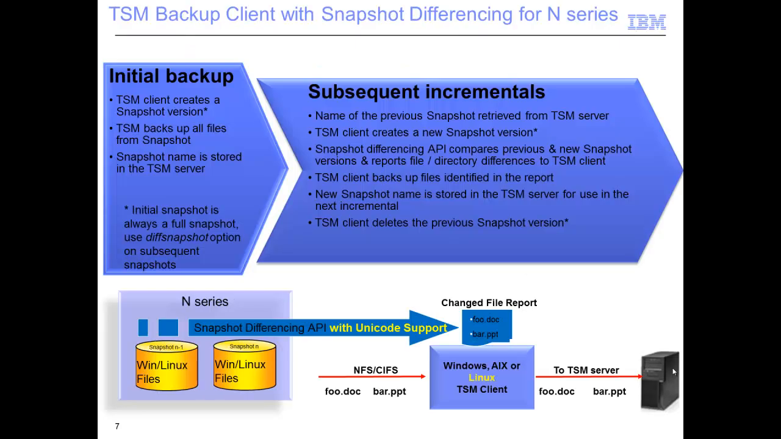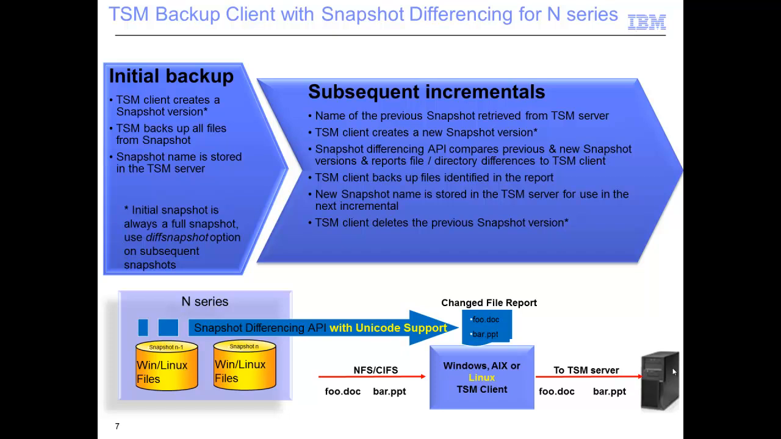The way that SnapDiff works on N-Series devices is that the first time you back something up, a snapshot is created out on the N-Series device, and then TSM goes into this via the API and actually backs up the individual files in that snapshot. We also record the name of the snapshot that we backed these up from.